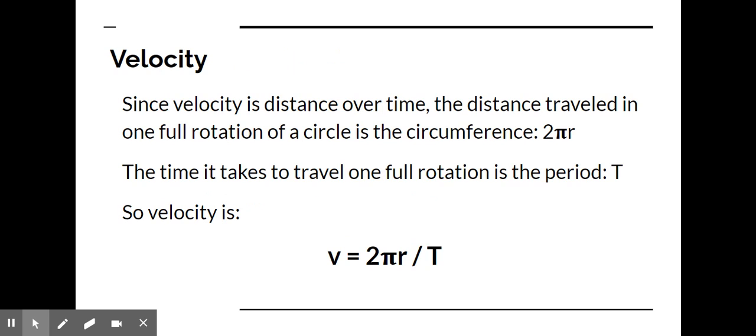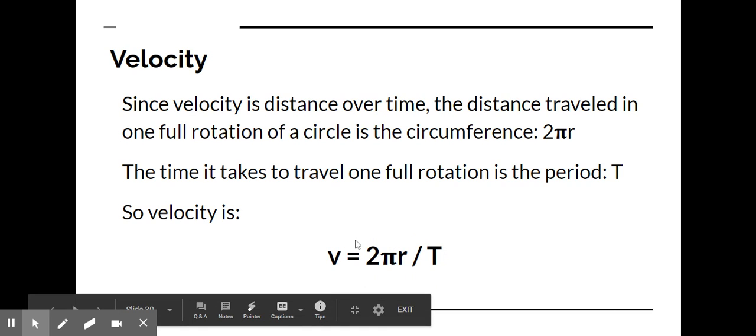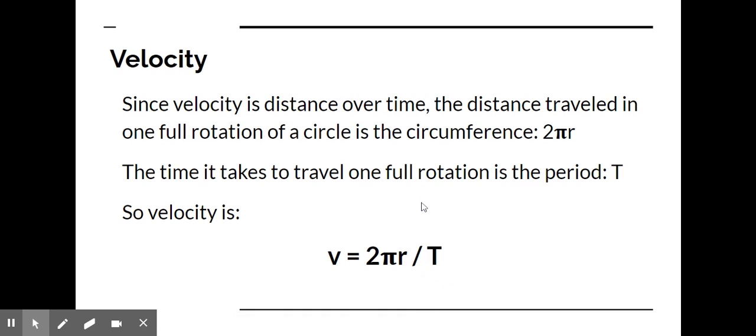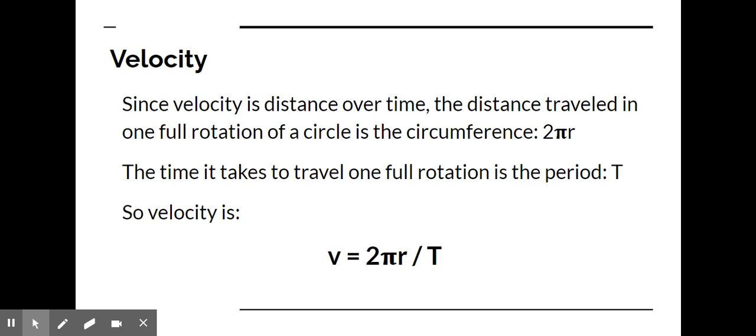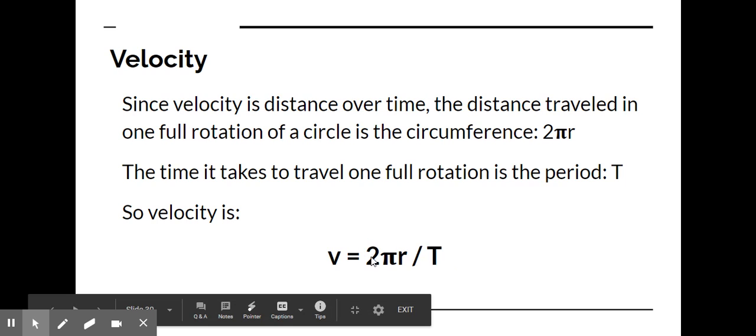We also have another formula that we can use for velocity. Since velocity is distance over time or displacement over time, the distance traveled in one full rotation of a circle is the circumference. And circumference is given by the equation 2 pi r. The time it takes to travel one full rotation is the period, T. That gives you the equation for velocity, v equals 2 pi r over T. Again, 2 pi r is your distance for one rotation, and T is your period. Be careful that you're not thinking about displacement as in you started at one point in the circle and then went all the way back to the same point. That's why we're using period instead of time, because period is the amount of time it takes to go one full circle. So we're using 2 pi r over the period.